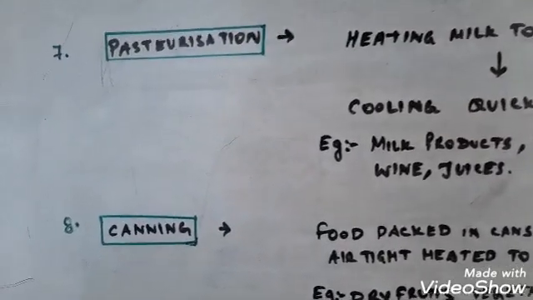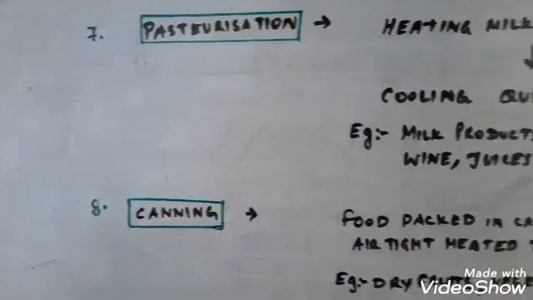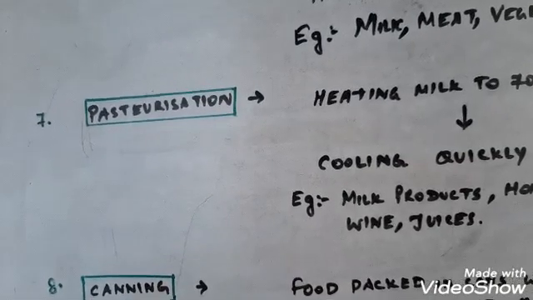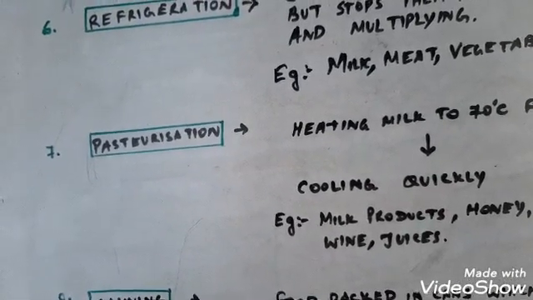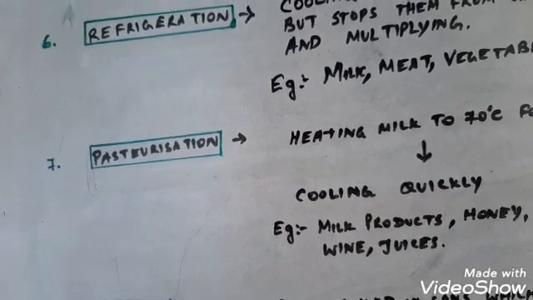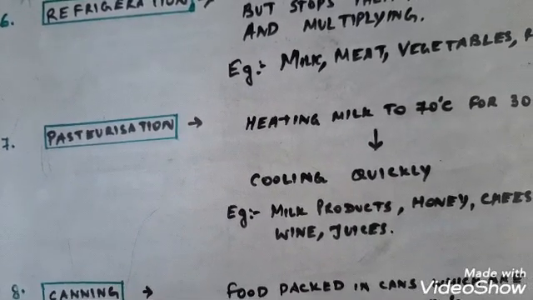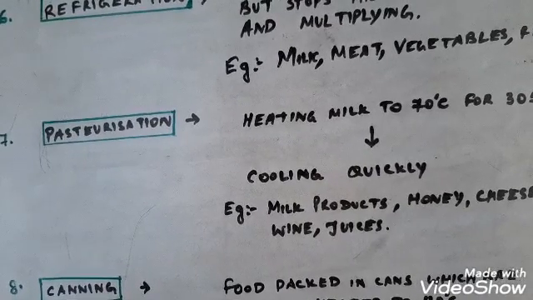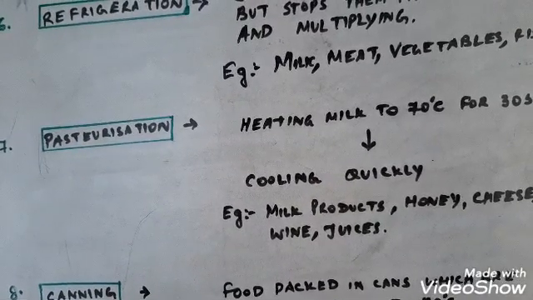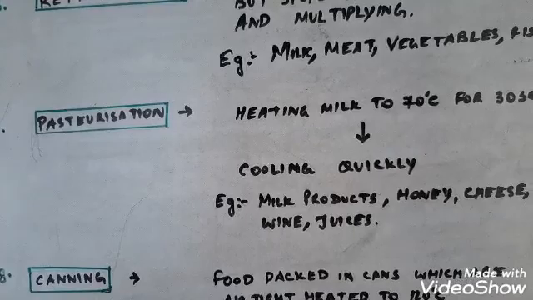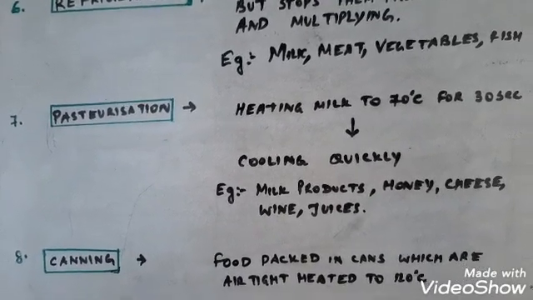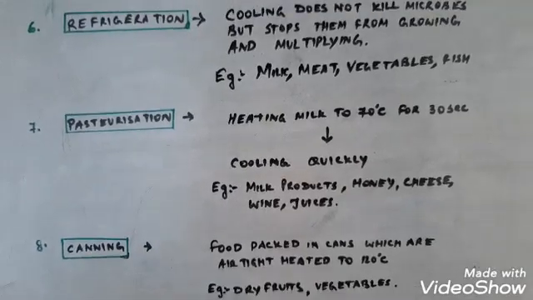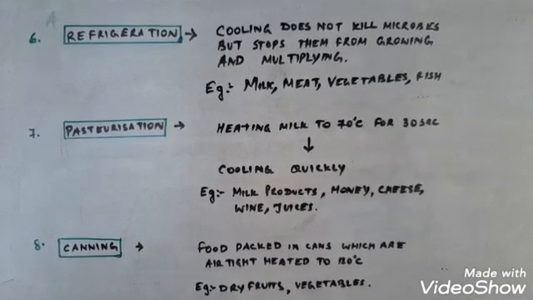The last type of food preservation technique here is canning. Now canning is generally done for packed food. Packed food items like chips or many types of food items like dry foods and vegetables can be canned or packed, which are airtight, heated to 120 degrees centigrade to destroy the microorganisms. So there are several types of canned food items available in the market.